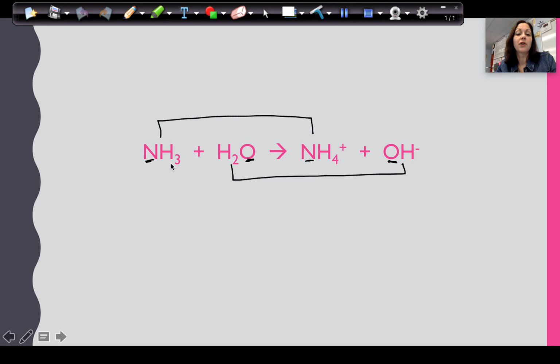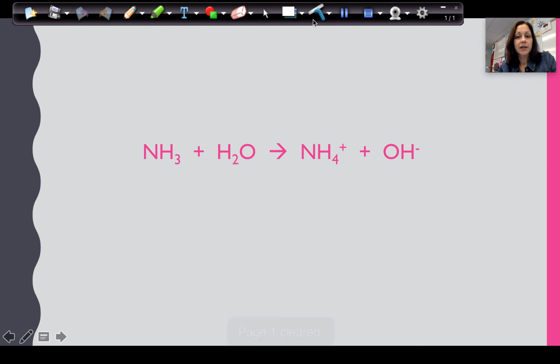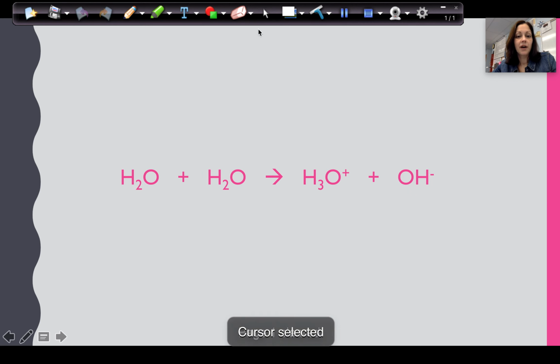Whichever one has more H's is the donor acid, so that makes NH4 plus the acid of the pair, and NH3 the base because it has 3 H's versus 4. For H2O versus OH minus, with an understood 1 H, that makes OH minus the base of the pair, and H2O an acid. Now you may have noticed in the last two slides, in one slide water acted as an acid, in the other slide water acted as a base. So we're going to talk about that on the next one.